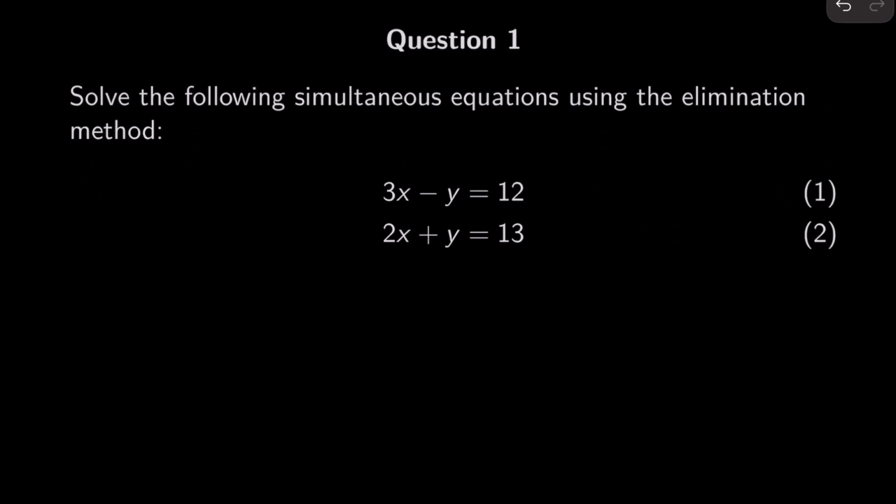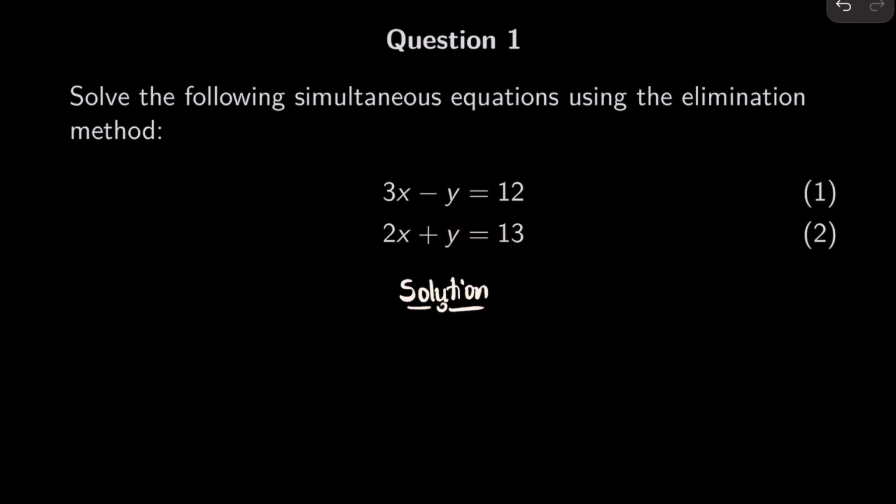In today's video, we learn about solving simultaneous equations by the elimination method. Let's start with our first example. We are to solve the following simultaneous equations using the elimination method. So here, we have the first equation to be 3x minus y is equal to 12 and the second equation to be 2x plus y is equal to 13.